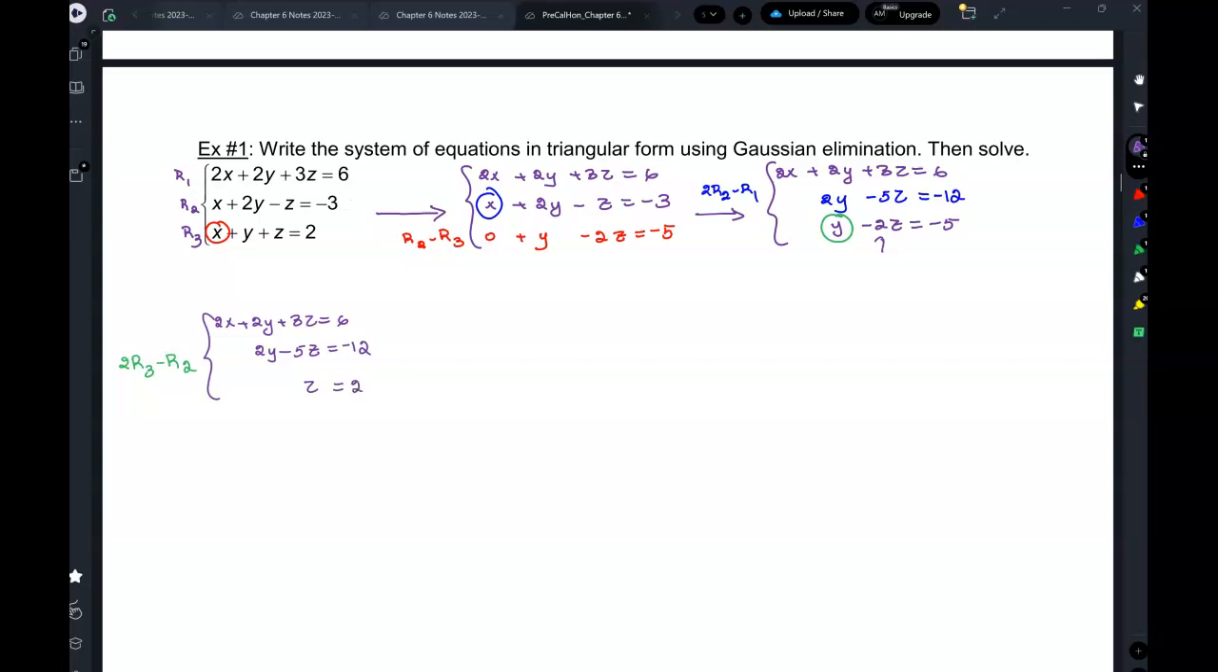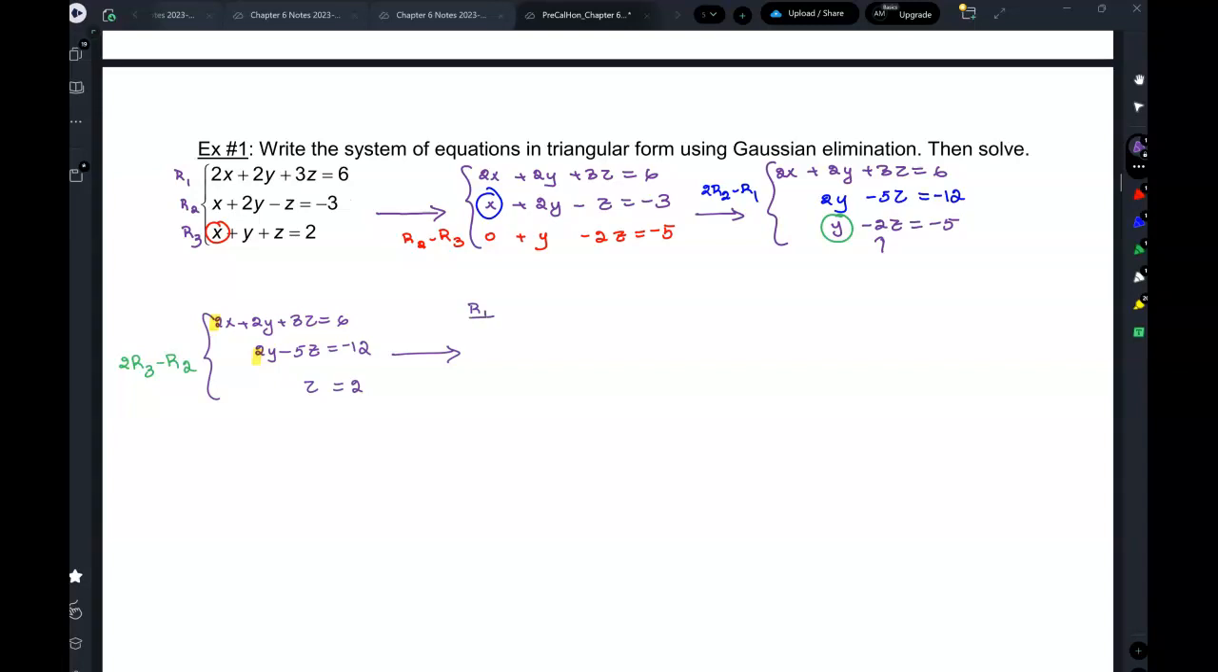If it confuses you, write it down. So 2 times negative 2z, minus negative 5z. Okay, if it confuses you, write it down on a scratch paper somewhere. So now, this is still not row echelon form because all of these have to be equal to 1. The coefficients here have to be equal to 1. So now what do we do?